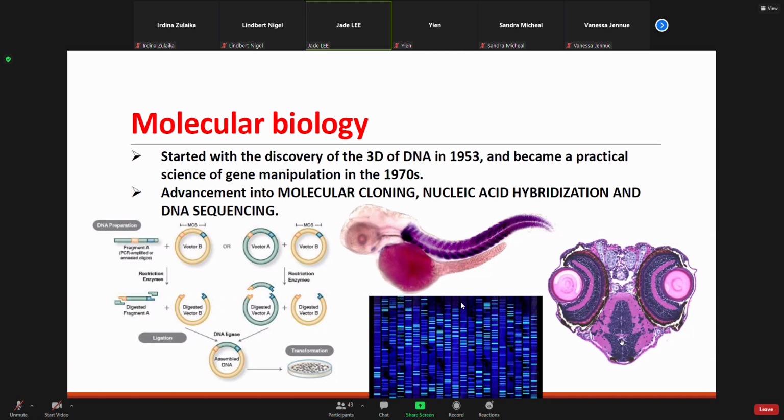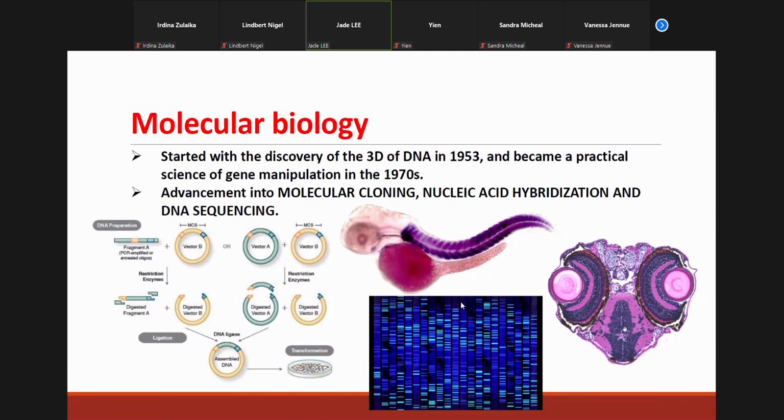So maksudnya gene yang di sini mempunyai peranan yang penting untuk the eye, maybe the eye developments or maybe the brain developments. And also here we have the cloning devices that you can see. You can clone into the vector, and from the vector you can do the transformations. So this is advanced into the cloning, the nucleic acid hybridization, and also the DNA sequencing.